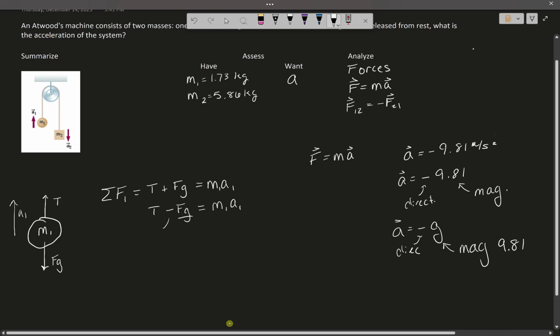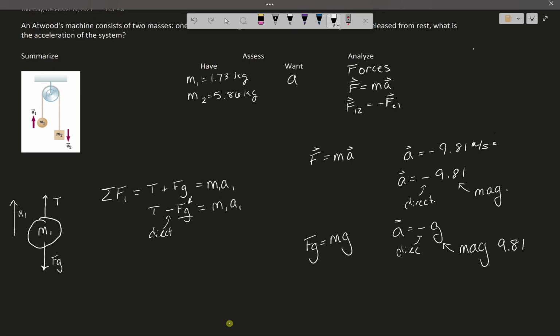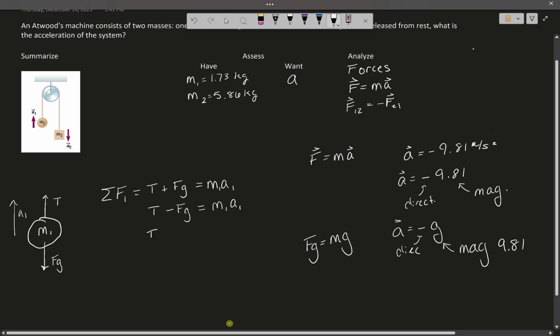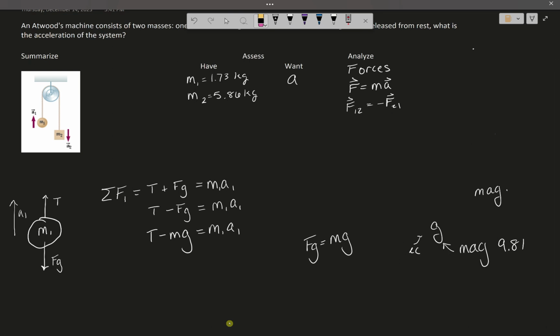Because I already incorporated my directionality here, I have to replace Fg with mg, right? This value now has to be only magnitude, because I incorporated my directionality already. So I'm going to replace this force of gravity with mg, where g is just the magnitude of the acceleration due to gravity, and this will be equal to m1a1.